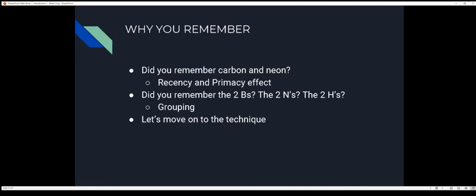And if you remember the two Bs, what was the two Bs? Beryllium and boron. Yeah, it's called grouping. What about the two Ns? Nitrogen and, oh my God, neon? Yeah, so you group them together. And the two Hs, hydrogen and helium. Yeah, so grouping together really helps you, especially when you're remembering stuff.